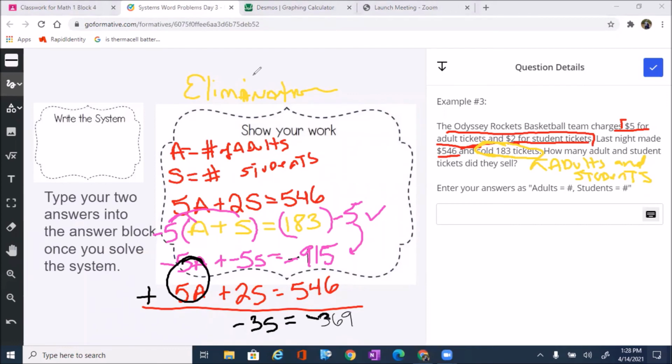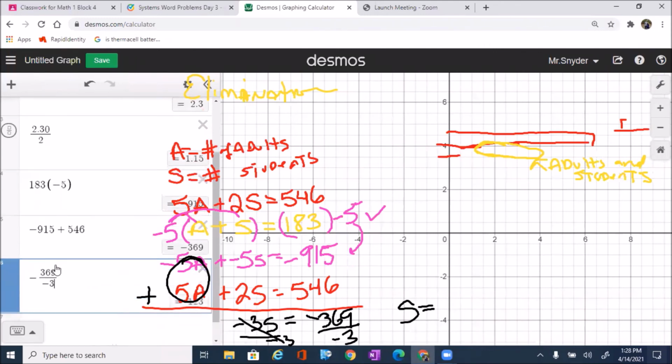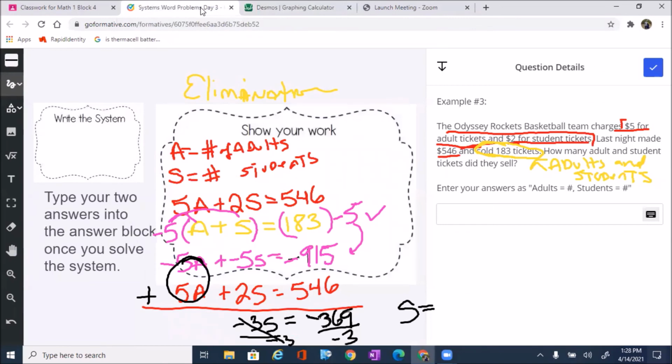Now, once we've got that, we're going to go ahead and divide off that negative 3. And the negative 3 will cancel. Our number of students should come out of this statement. So we do negative 369 divided by negative 3, which is going to be 123. So I come over here, I go back to our class, I say, okay, this is 123. That means that there were 123 students. So 123 of those tickets are student tickets.